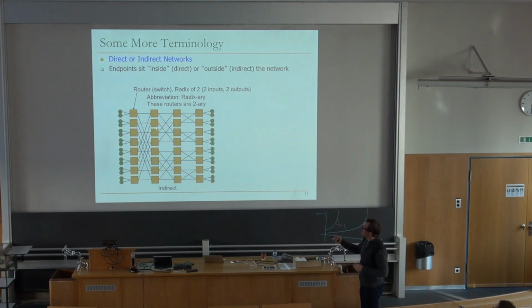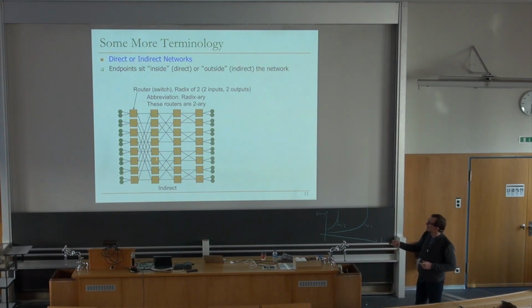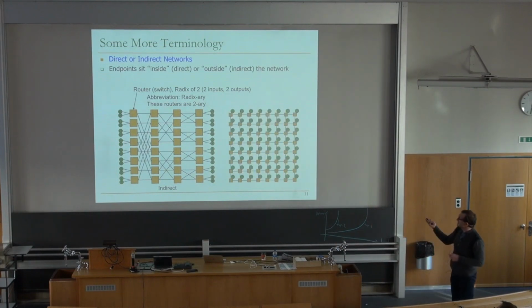In this case, you have 2 inputs and 2 outputs, but you can have a router that has 5 inputs and 5 outputs also, as we will see in a mesh network. But this is not a mesh network, as you can see. It's a butterfly network. Its routers are simple, but its connectivity is not as much as mesh. So this is indirect, and this is the mesh.